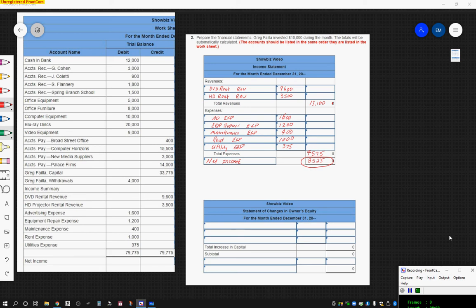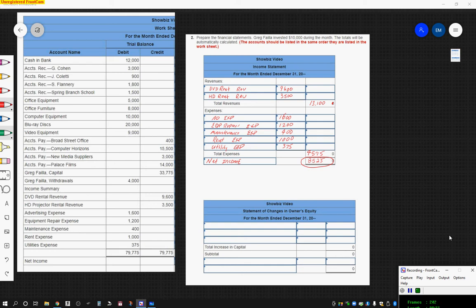Welcome to 10-8 Explained. This question itself goes through basically everything we've covered in the last few chapters, from a 6-column worksheet to generating an income statement, a statement of changes in owner's equity, and a balance sheet. It then goes into journalizing closing entries, posting those closing entries, and then preparing a post-closing trial balance.